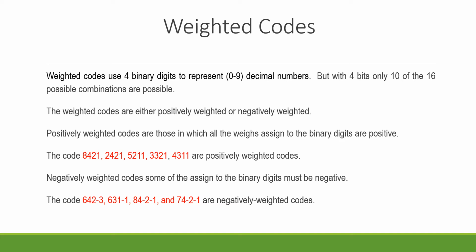Now switch to the negatively weighted codes. For negatively weighted codes, some of the weights assigned to the binary digits must be negative. Here you can observe the codes which are negatively weighted: 642 minus 3, 631 minus 1, 84 minus 2 minus 1, and 74 minus 2 minus 1. So these are the negatively weighted codes.